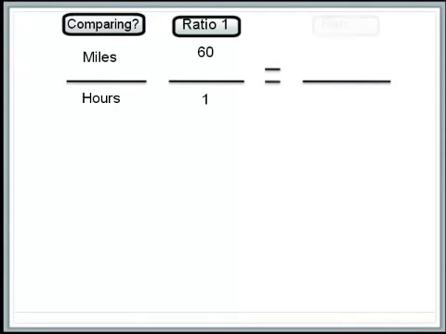That's right. So for my second ratio, I put 500 miles on the top. And since you want to know how many hours it'll take you, I put an X for hours. I put an X knowing that this is what we were trying to figure out. We don't know what X is.